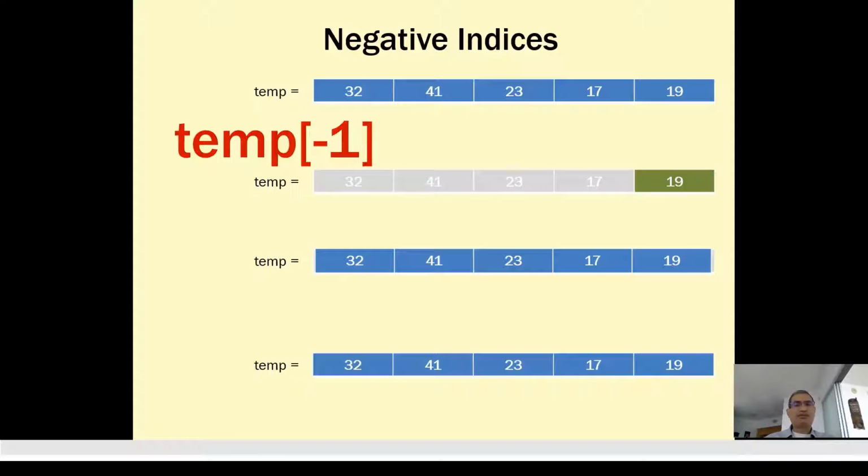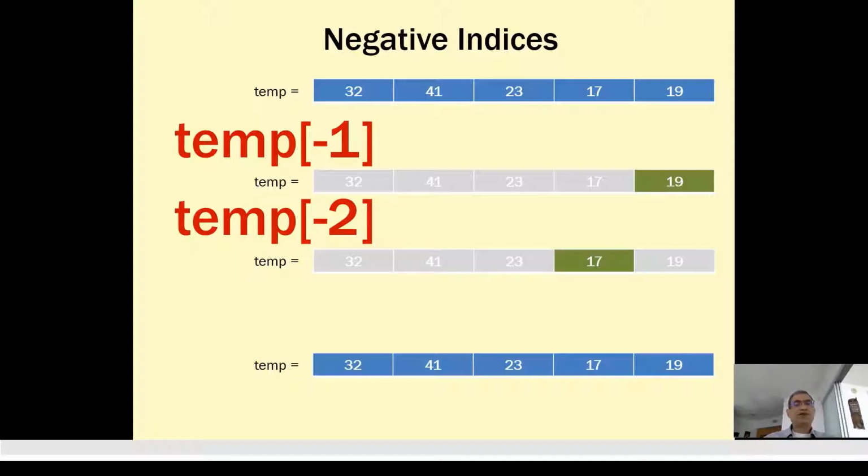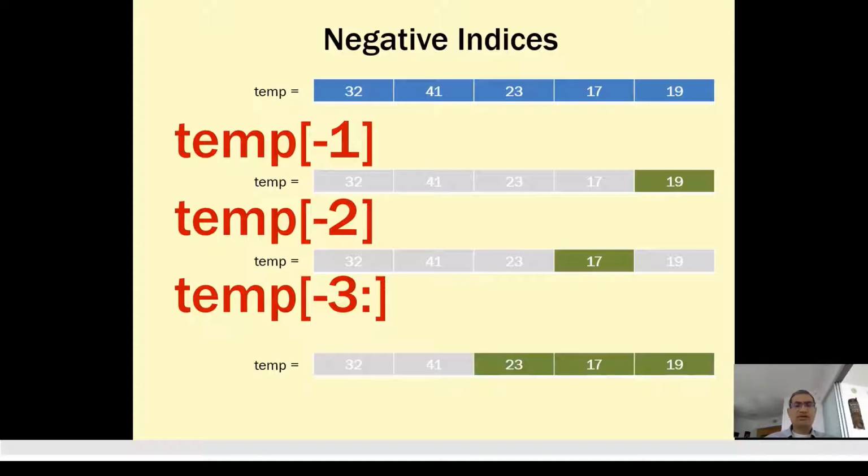You can even do that for the last but one element. So say temp of -2 will give you last but one. It will skip 19 and give you 17. You can even use this in slicing. So you can say temp of -3 colon will give you the last 3 elements: -3, -2, and -1. So the last 3 elements will get returned.